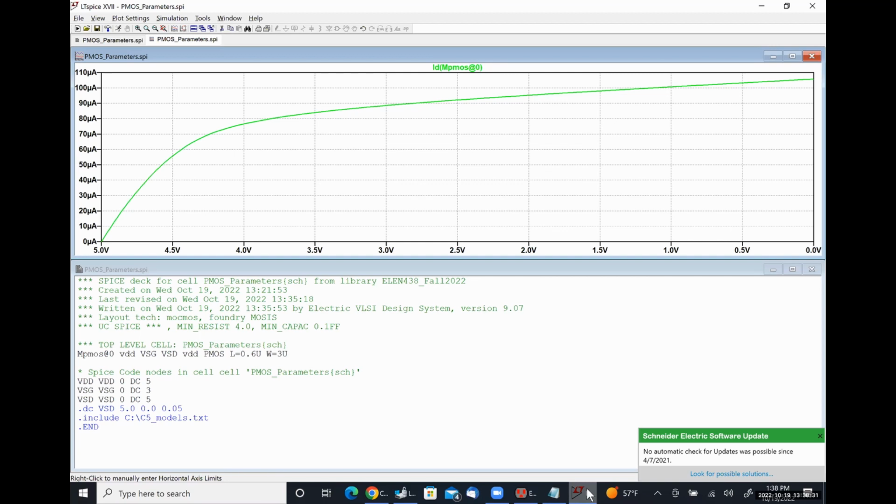So for us, sorry, this should be SD. So at the edge of saturation, VSD should be approximately equal to VSG, which is 2 volts minus 0.95 volts, is 1.05 volts.